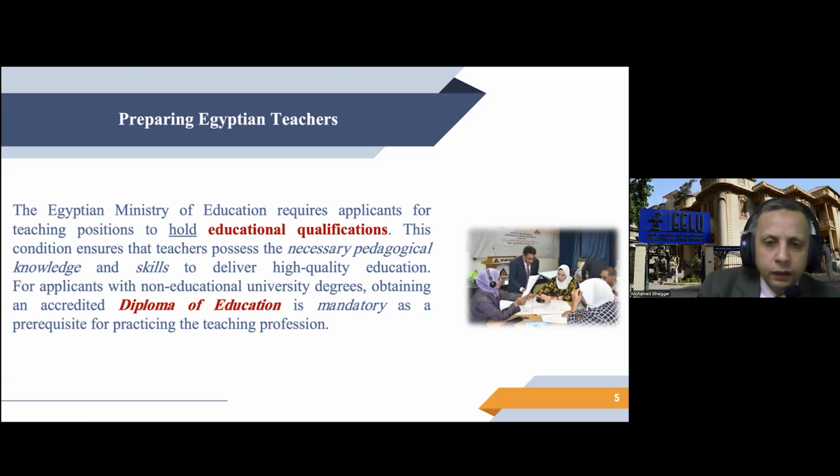So universities collaborated with the Ministry of Education. They offer a diploma in education, and no one can teach students without getting a diploma or a degree in education. So the diploma of education is mandatory as a prerequisite for practicing the teaching profession.